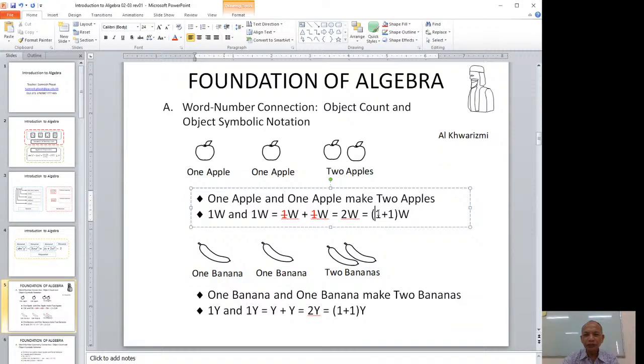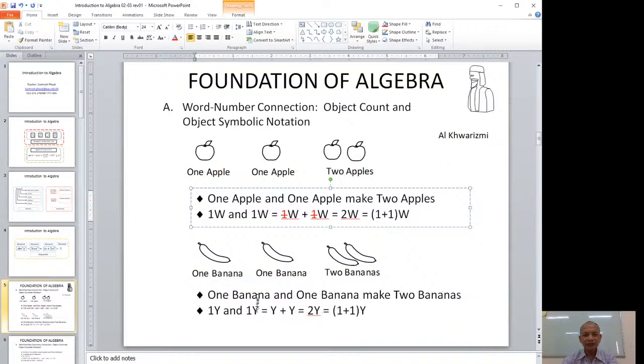But to illustrate the operation, to show where the 2 comes from, it is 1 plus 1, meaning 1 before W, 1 before W, then we have 2W.